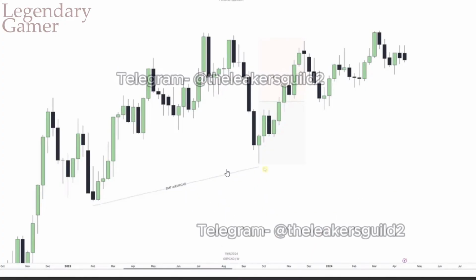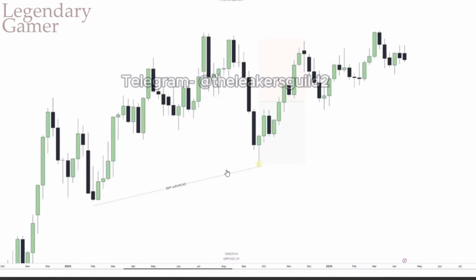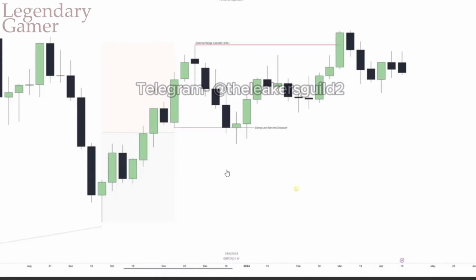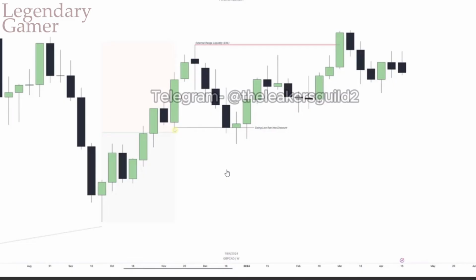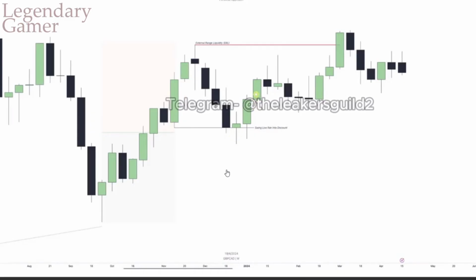Step number one, right? You can see this low until this high is our current dealing range, and we want to be a buyer once price hits discount. So zooming in a little bit over here, right? Once price comes back into discount, we also run a swing low, which is here, right down here, run that low, and then it starts to trade up higher again. We've got that external range liquidity up here.